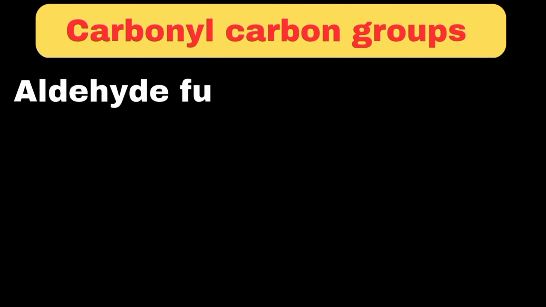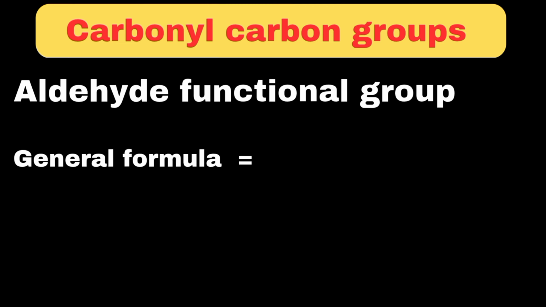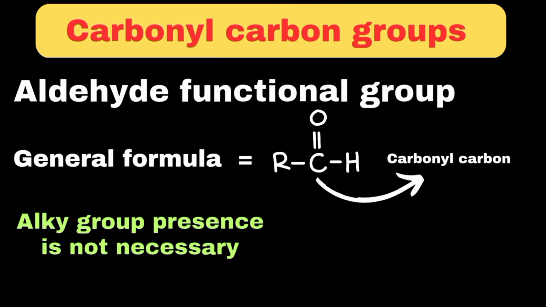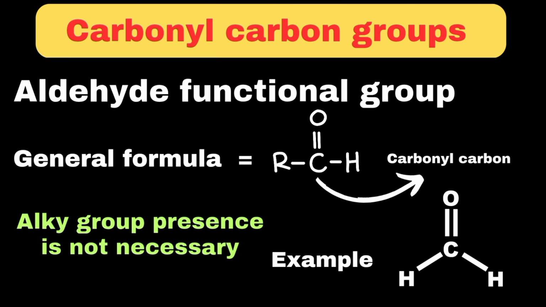First, let's have a look at the aldehydes group. Its general formula is RC double bond OH. But keep in mind, here carbonyl carbon refers to carbon that is forming a double bond with oxygen. In the case of aldehydes, it is not necessary that it must contain an alkyl group. Sometimes it may contain hydrogen on both sides of the carbonyl carbon, and such a compound is called formaldehyde.